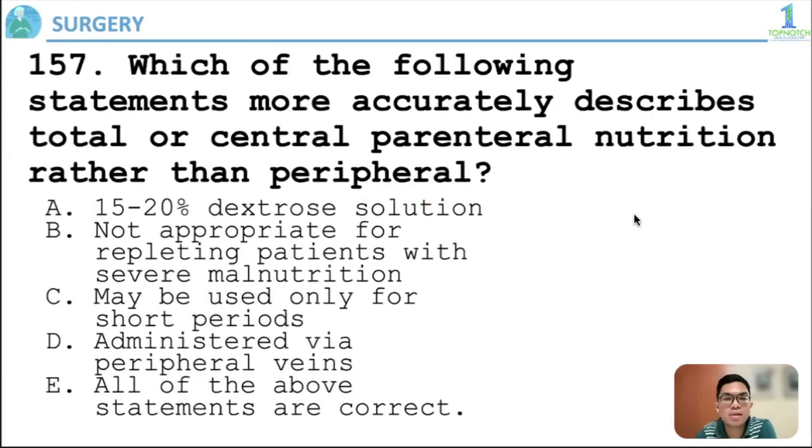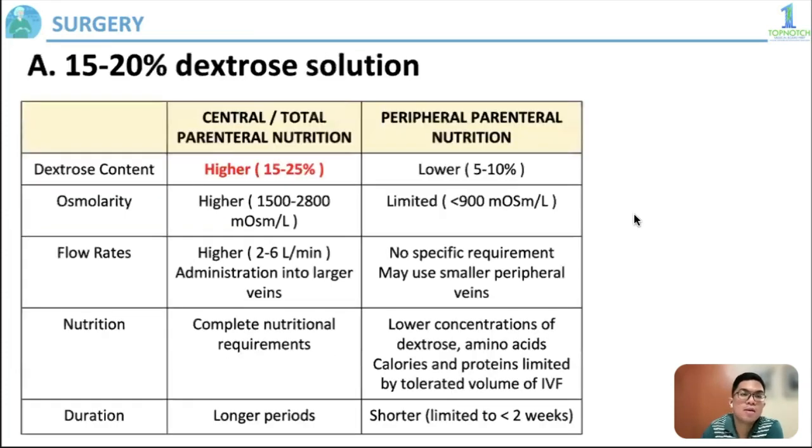So next, last 4 questions. Which describes TPN rather than peripheral parenteral nutrition? That's your letter A only, 15 to 20% dextrose solution. So your TPN has a higher concentration of dextrose and higher osmolality, and because of these two, parang very dense yung ating binibigay na parenteral nutrition, we need to administer them into larger veins capable of higher flow rates. So usually central veins. Kaya central yung pangalan niya rin. Versus yung PPN, peripheral, so sa smaller peripheral veins, pwede naman.